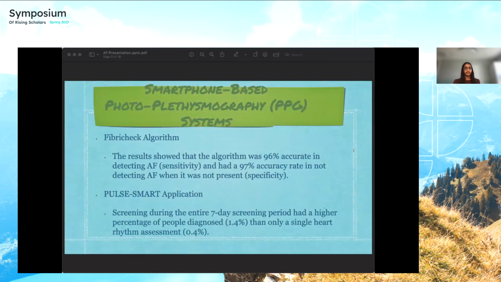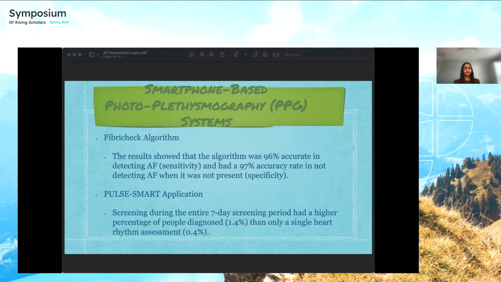The first home-based ECG technology I'll be talking about is smartphone-based PPG technology. These technologies use PPG technology to take pictures of the patient's fingertip. Then these fingertip pictures go through computer algorithms to analyze the heart rate and pulse rhythm. I looked at two different types of PPG technology, the FibriCheck algorithm and the Pulse smartphone application.